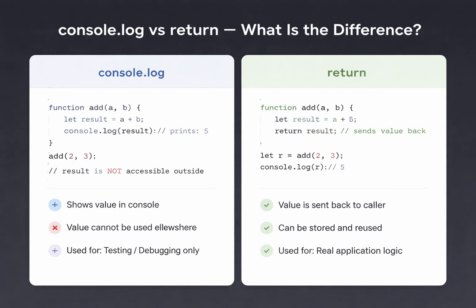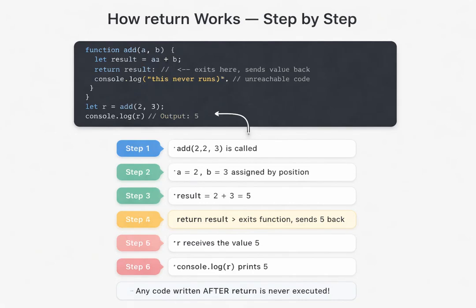So console.log is for seeing things during development. Return is for actually using values in your application logic. Let's trace through exactly how return works, step by step. When you call add(2, 3), the function receives those values. A becomes 2 and B becomes 3, assigned by their position in the argument list. Then result is calculated as 5.